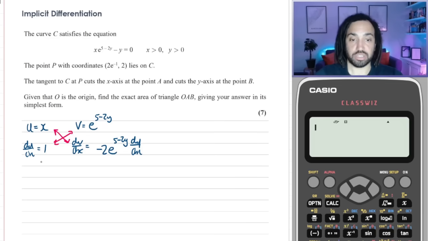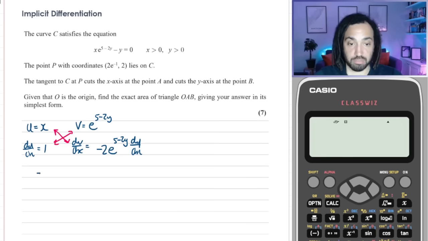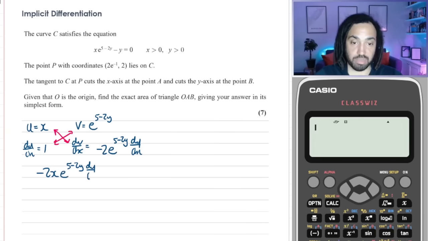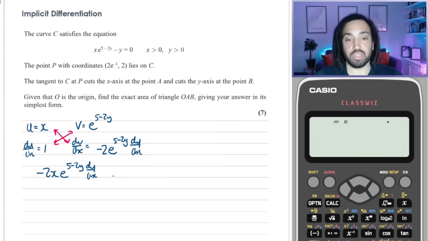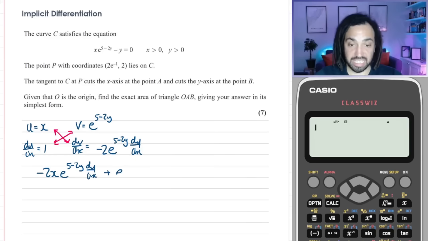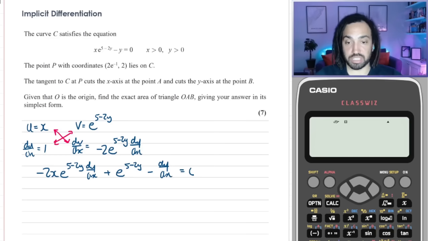So this is going to give me, first off, minus 2x e to the 5 minus 2y dy by dx plus e to the 5 minus 2y. And then we've also got this y here, which when we differentiate that gives me just minus dy by dx. And then 0, well, that will just differentiate to 0.